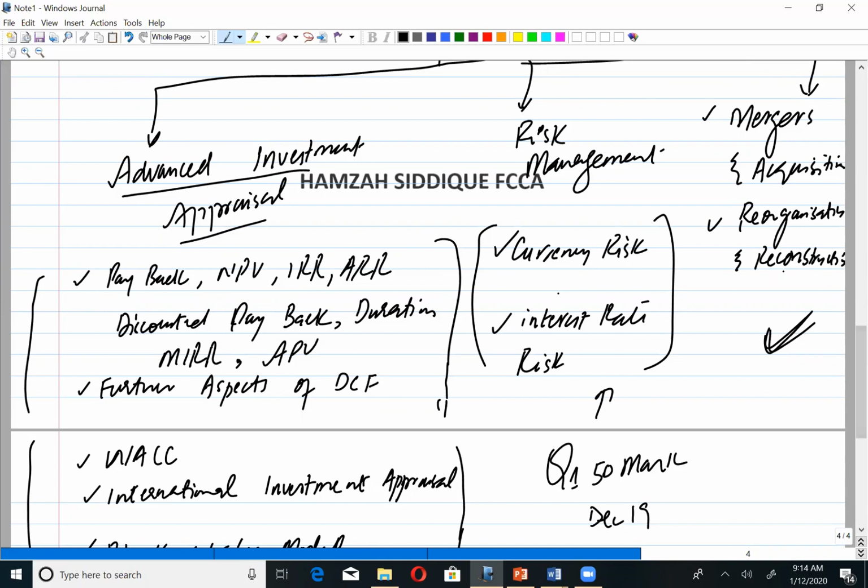And students, reconstruction is when you want to reconstruct or reorganize a company. The business is being drowned, it is facing losses. Now you want to reconstruct from different aspects. So we will be discussing calculation plus analysis over there.